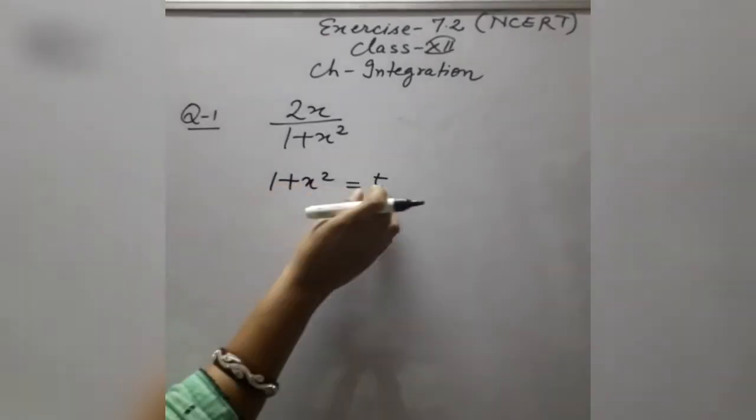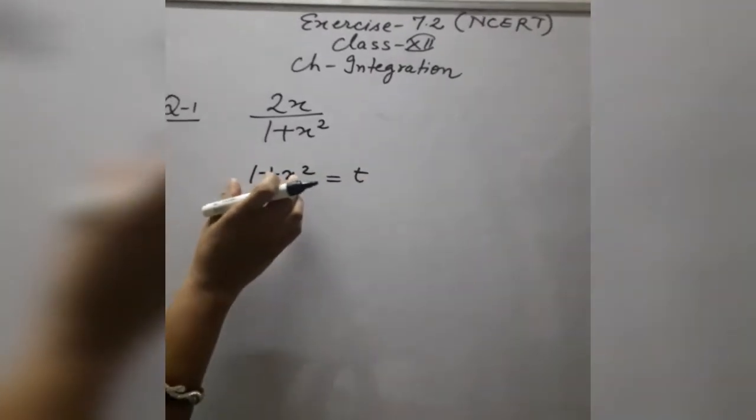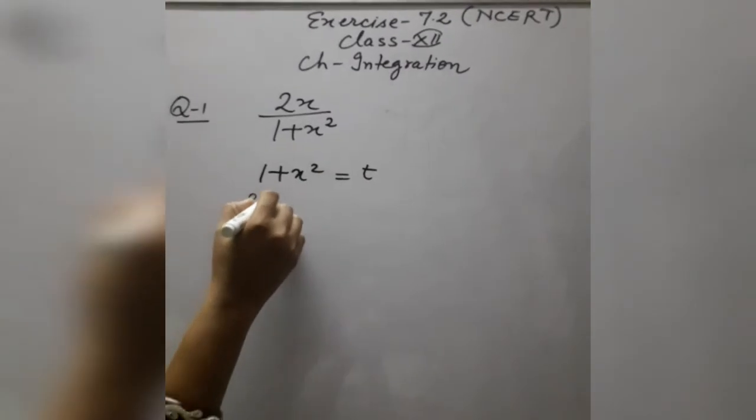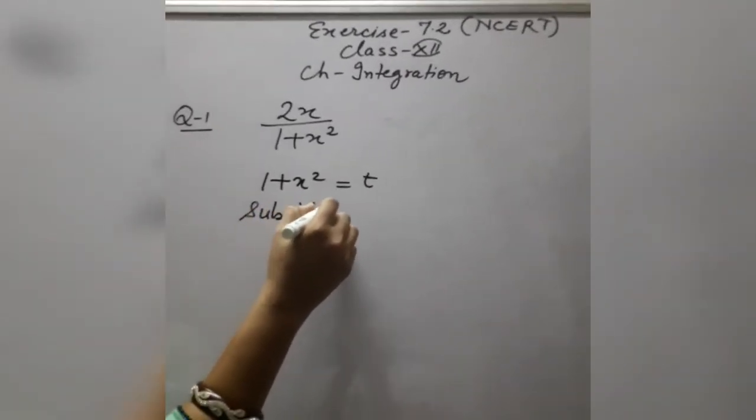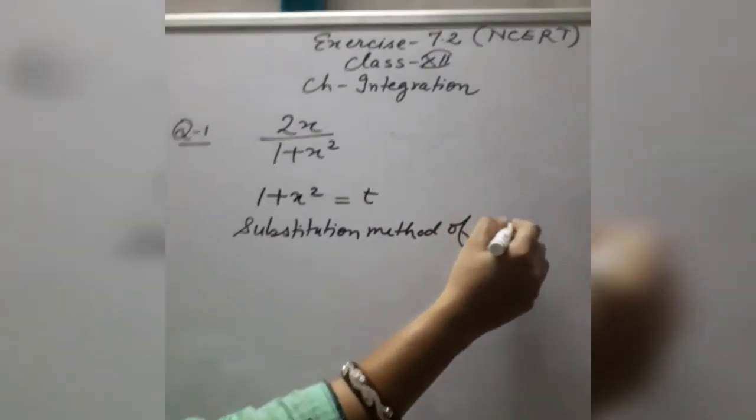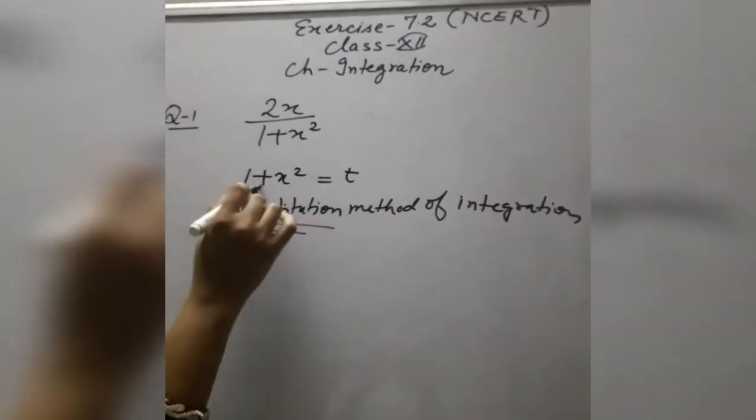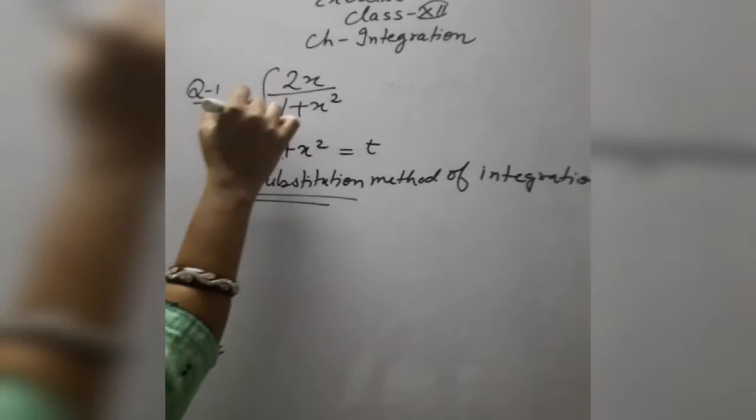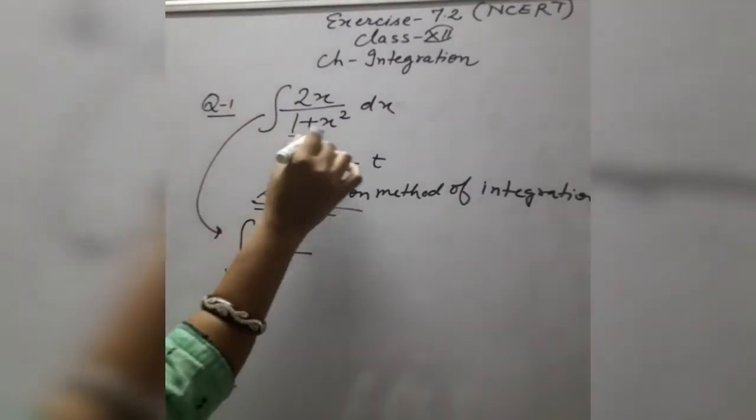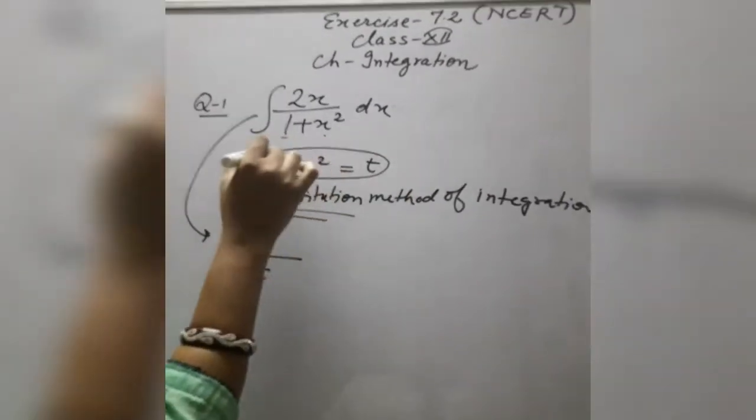We will substitute 1 plus x square is equal to t, and we are substituting one term as equal to t. That's why this method is known as the substitution method of integration. So in this complete exercise we will use this method. After putting this equal to t, the given function becomes, in place of 1 plus x square write down t.